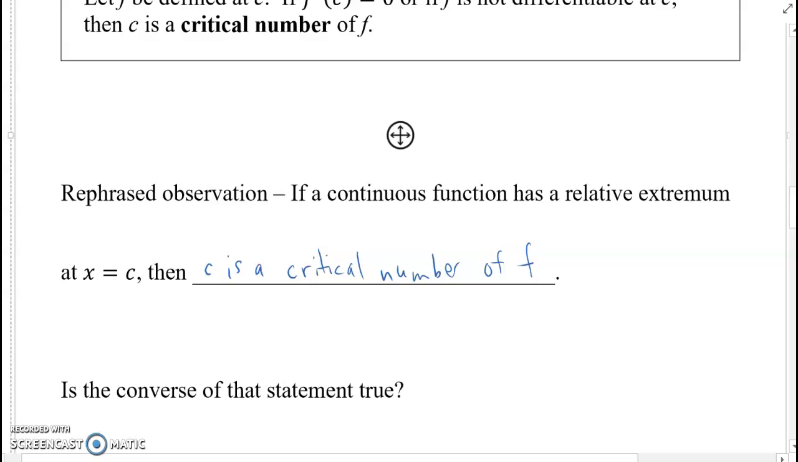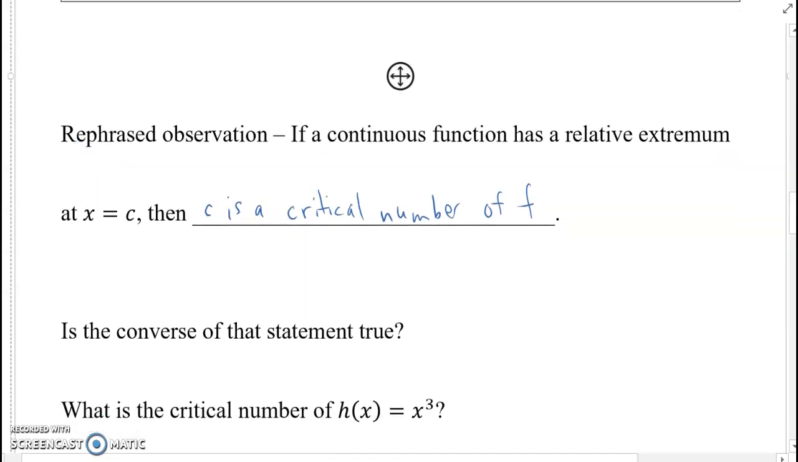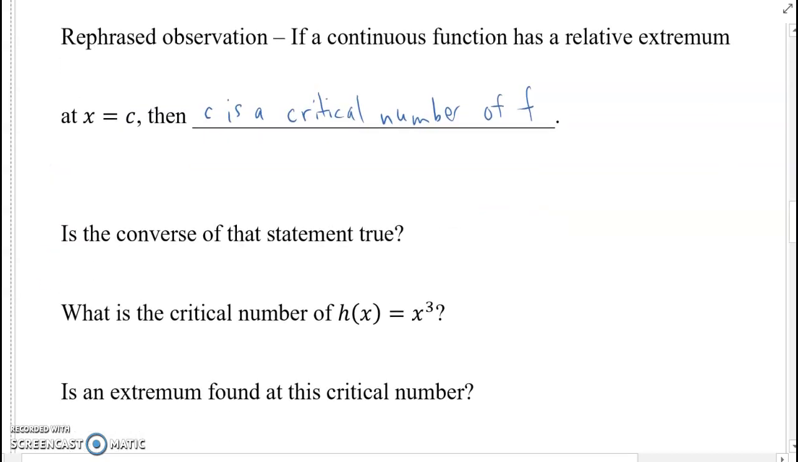So pause the video and think about it. See if you can come up with an example that may disprove the converse of that statement. Perhaps you came up with h of x equals x cubed. Let's see if we can figure out what the critical number of this graph is.